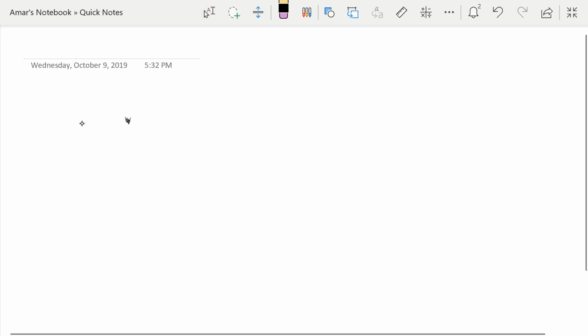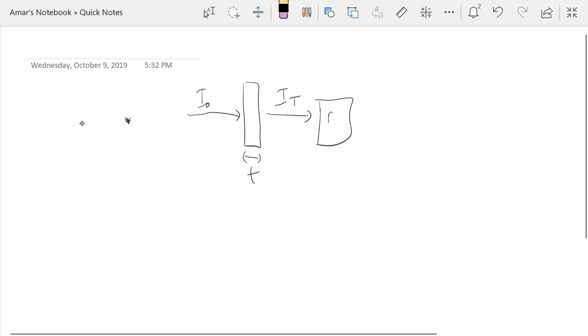So remember, we had the semiconductor sample. It had a thickness T. And so you had the incident light, I0, and then you had some sort of transmitted light, IT. And the transmitted light is what we can detect with the detector. Now, there's some light that's absorbed here.